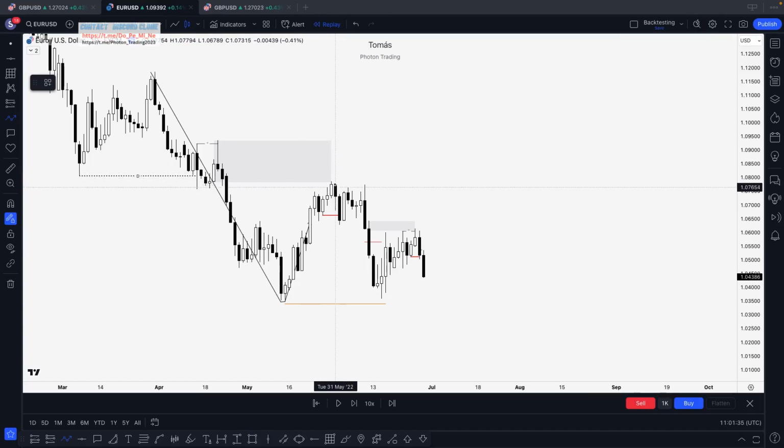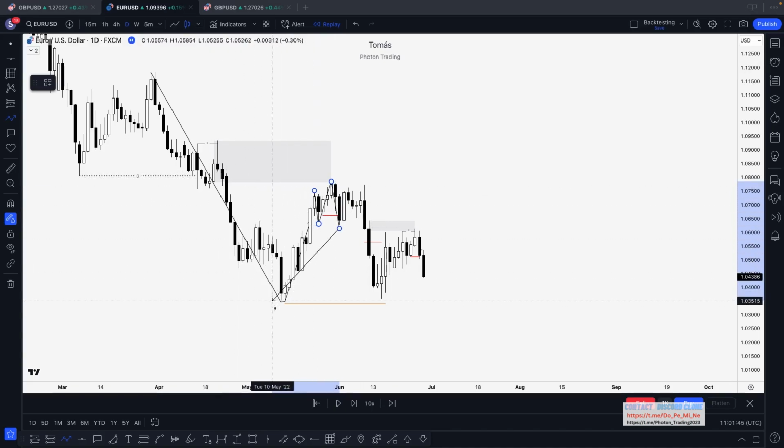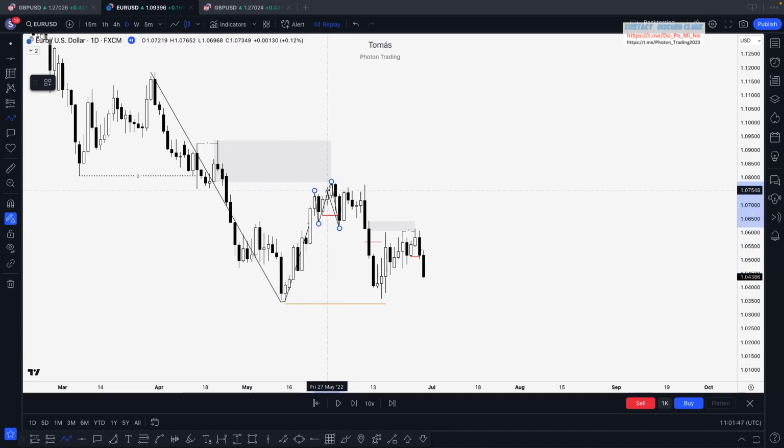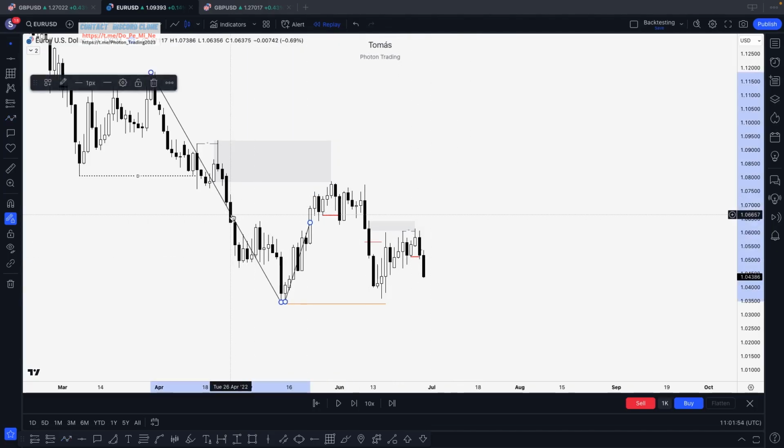Once high probability supply is mitigated and we have this shift, okay, much more clean. This is a change of character because there is an inside bar, but once we have this clean shift, we have a good indication, okay, the bullish objective may be completed. Now we can look for sells lower. Okay, so that's the point on the daily time frame.